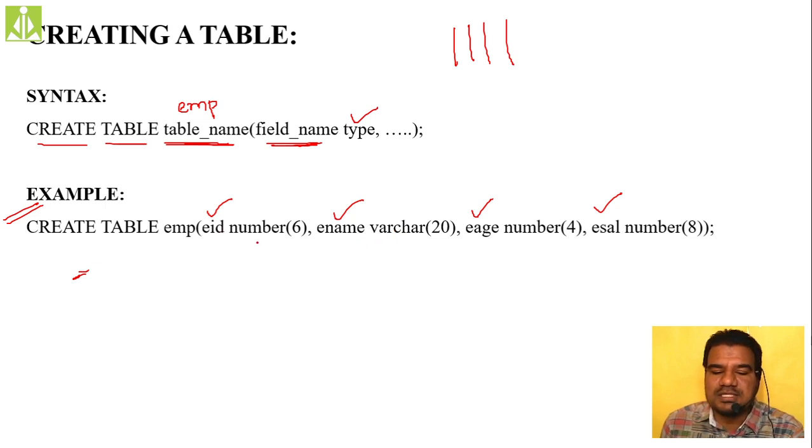EID, numerical, number of 6 means up to 6 digits you can enter into that EID. You can't enter the 7th digit. Up to 6 digits only. The space allocated for that EID is 6 digits. Here the space allocated for this name is 20 characters you can enter into this ename. Like EAGE up to 4 only. Actually 3 is enough, but if you take exactly 3, it will coincide with the next field.